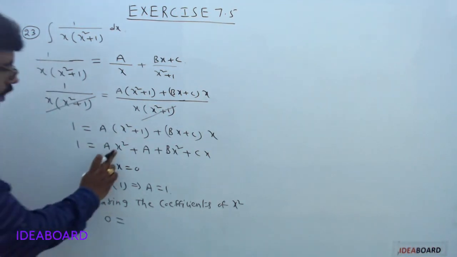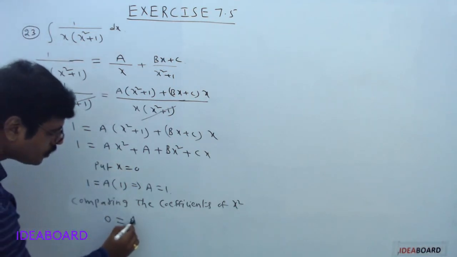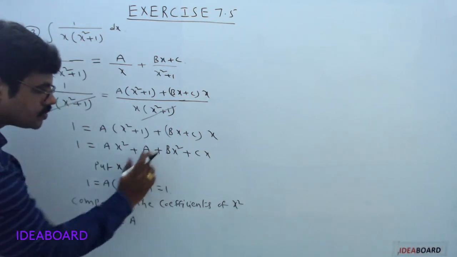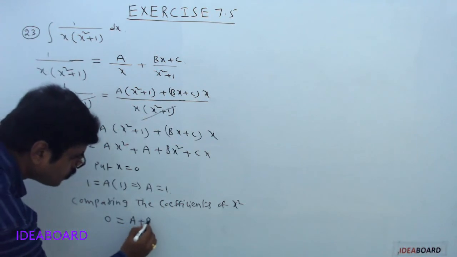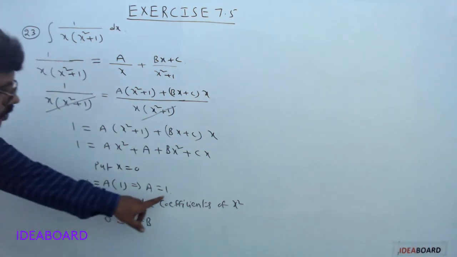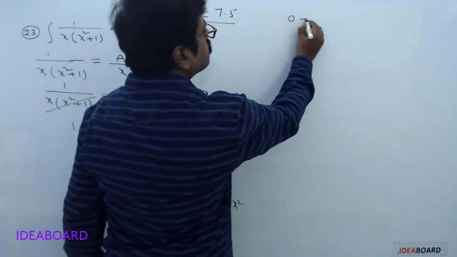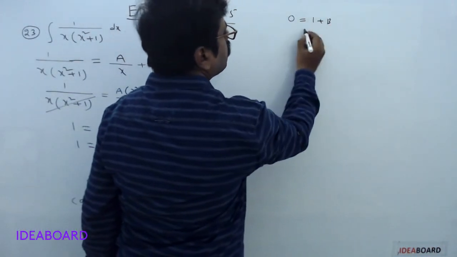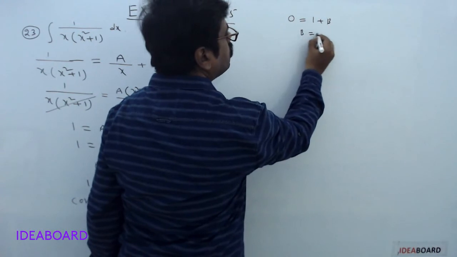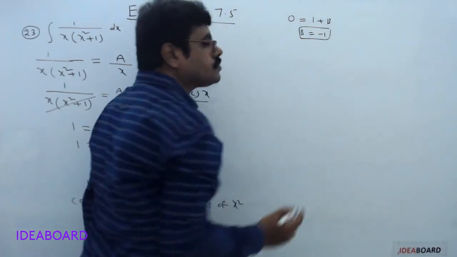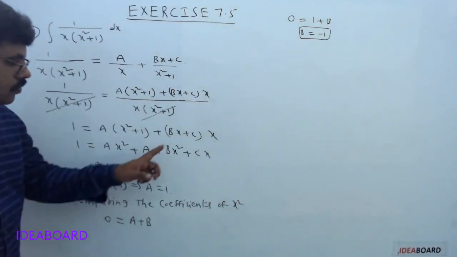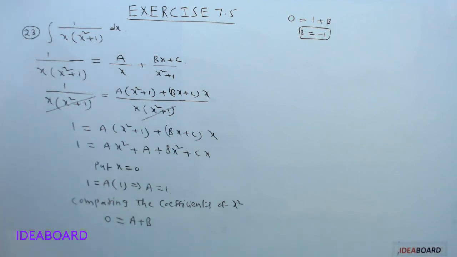This is equal to, here x square coefficient is a. Here x square coefficient is b. So plus b. Substitute a value 1. This is 0 equals 1 plus b. From this b is minus 1.